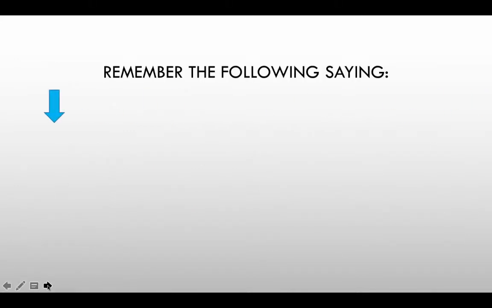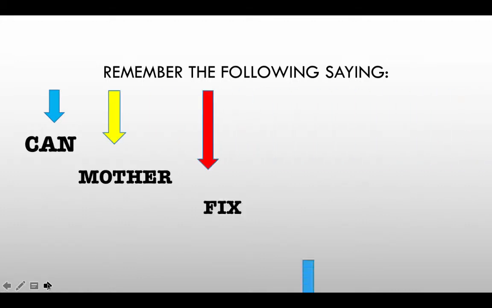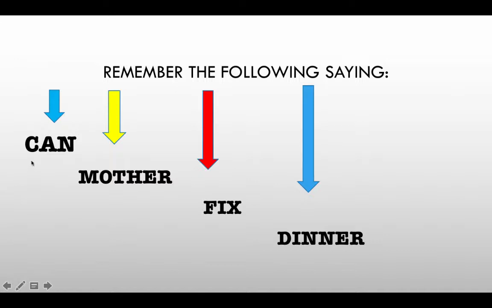So remember the following saying: can mother fix dinner? Each letter, the first letter of the word, represents one of the aspects of parallel processing: color, motion, form, and depth. So a little mnemonic device to help you remember that a visual scene is broken up at least into the simple features of color, separate from motion, separate from form, separate from depth.